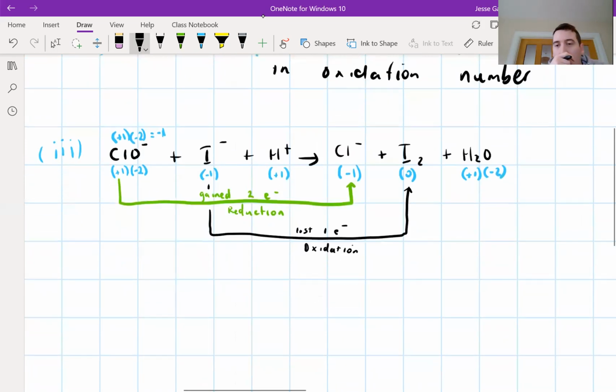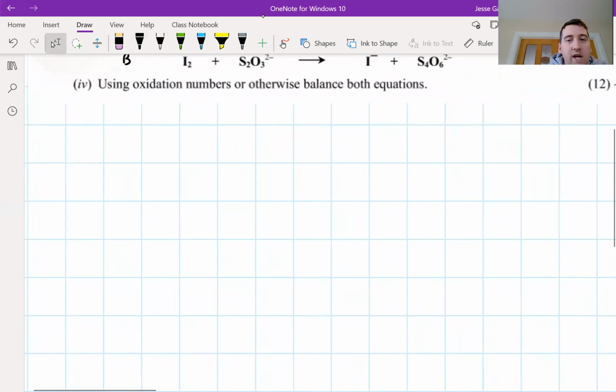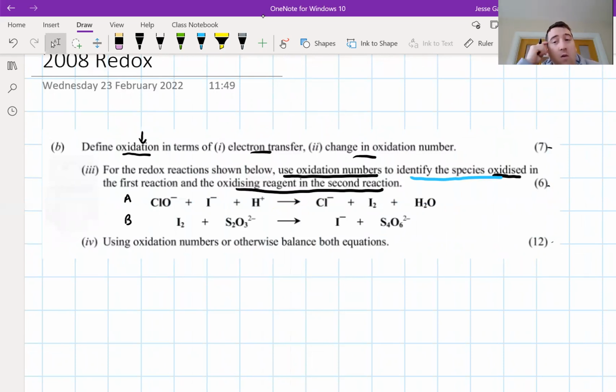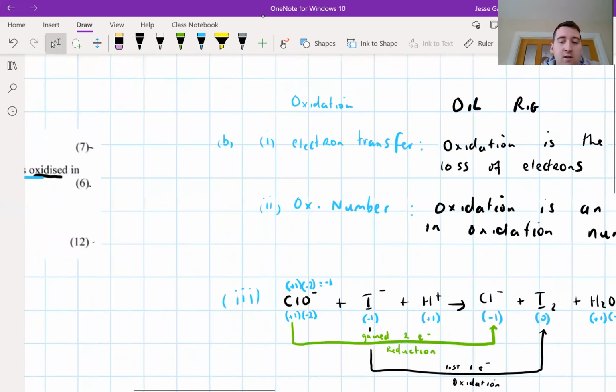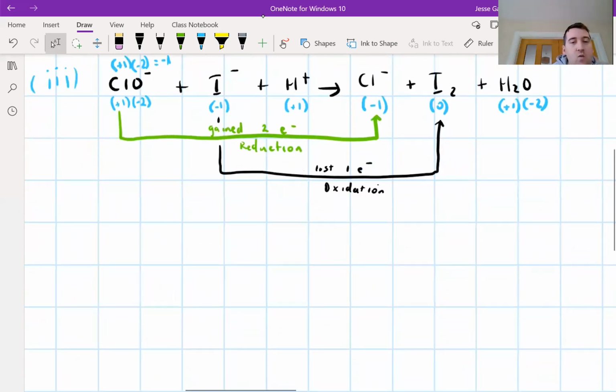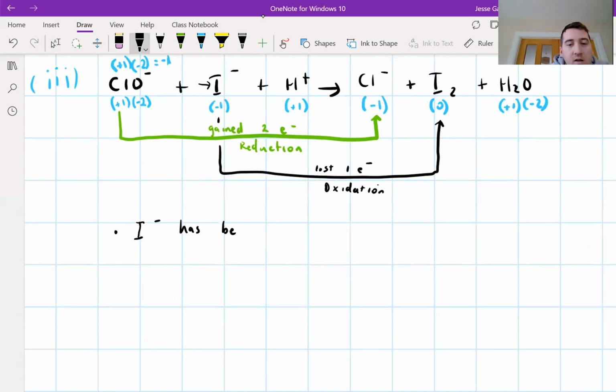So just to clarify, what were we asked? Go check the question again. Look how many times I'm checking the question just to make sure I don't forget what I was asked. Identify the species oxidized. Before I checked that question, I was sure in my head that it was the species reduced. So it's always worthwhile going back to the question. So we're just going to clarify here what has been oxidized. So I minus has been oxidized to I2. That's just our clarification to make sure we get the marks.